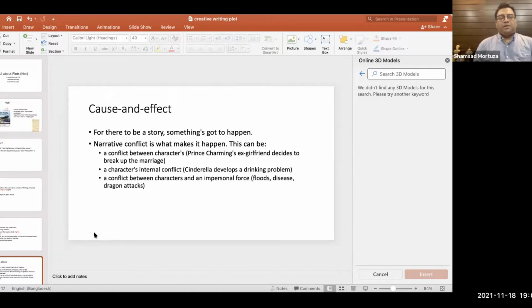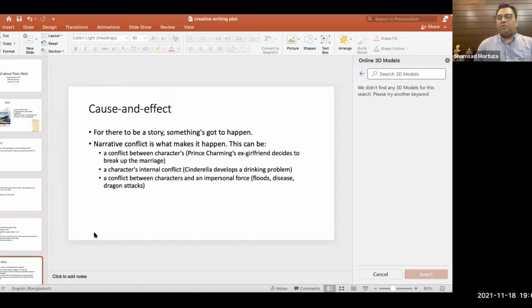What makes something happen is what we call narrative conflict, right? What makes things move is that conflict. So this is another element that a budding writer needs to keep in mind, that narrative conflict is what makes it happen. This can be a conflict between characters. For example, you have a Prince Charming, and he has an ex who decides to break up the marriage. So you have a bride and you have an ex, there's a conflict between characters, and the result or the effect is a broken marriage.